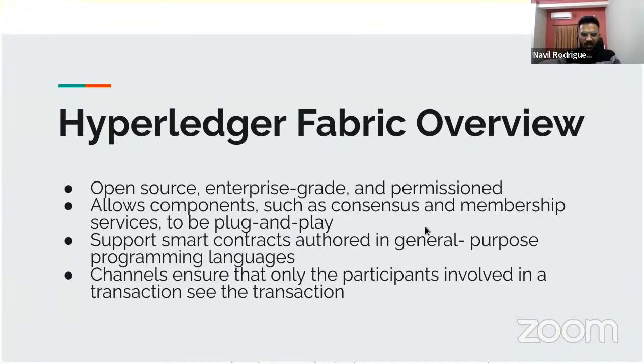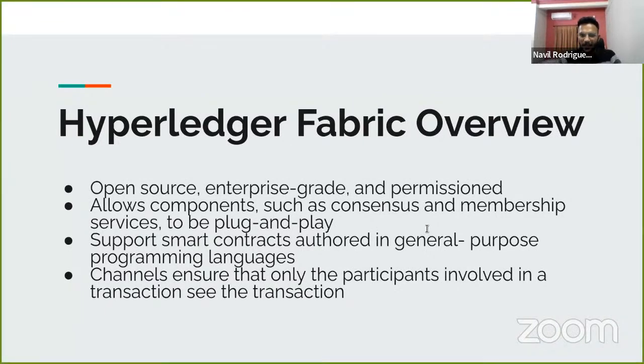The next point is that smart contracts in Hyperledger Fabric support general purpose programming languages. For example, Java, Node.js, and Go are general purpose programming languages, designed for building software that can be used among different application domains rather than a domain specific language. For example, HTML and SQL are domain restricted languages.